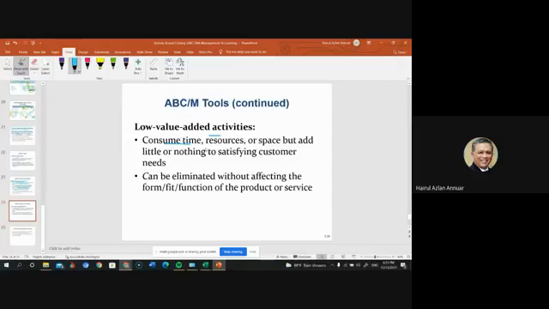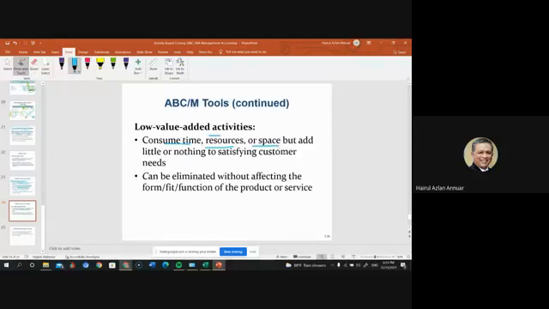What else? Consume resources. It does not add value, but the company keeps on paying for it. What's the point? It's consuming resources for nothing. Consume space. Possible. The activity is consuming the space in the factory. The space can be used for other efficient, effective stuff or activity, but the non-value added is taking the place up. So there's no point in it.